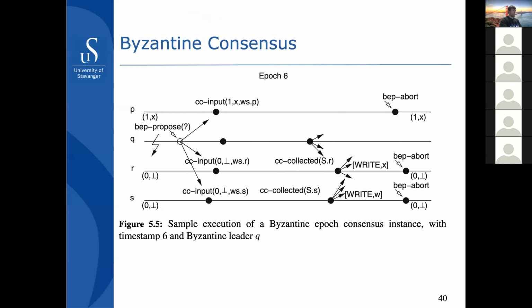So there is a sample execution, and in my notes here I have noted that this is for epoch 6. The process Q with rank 2 is the leader.